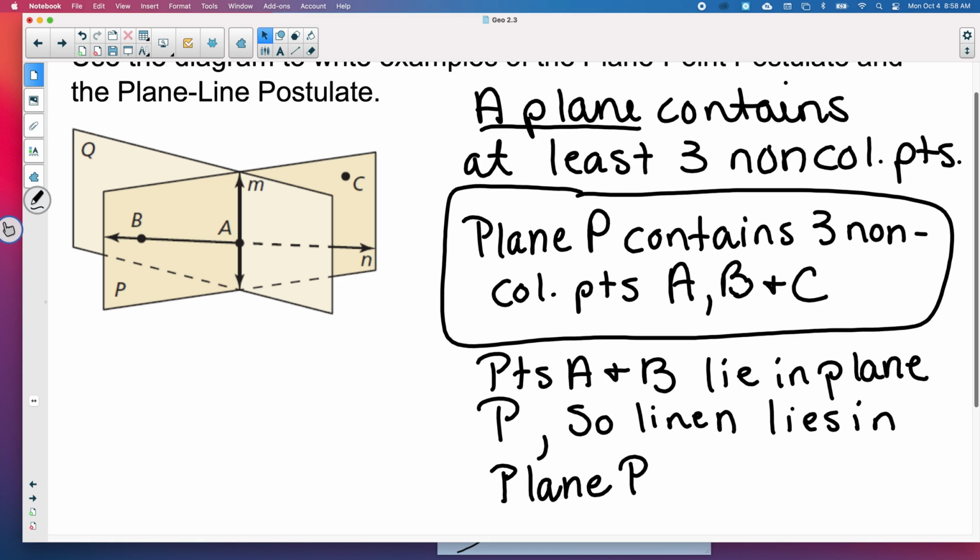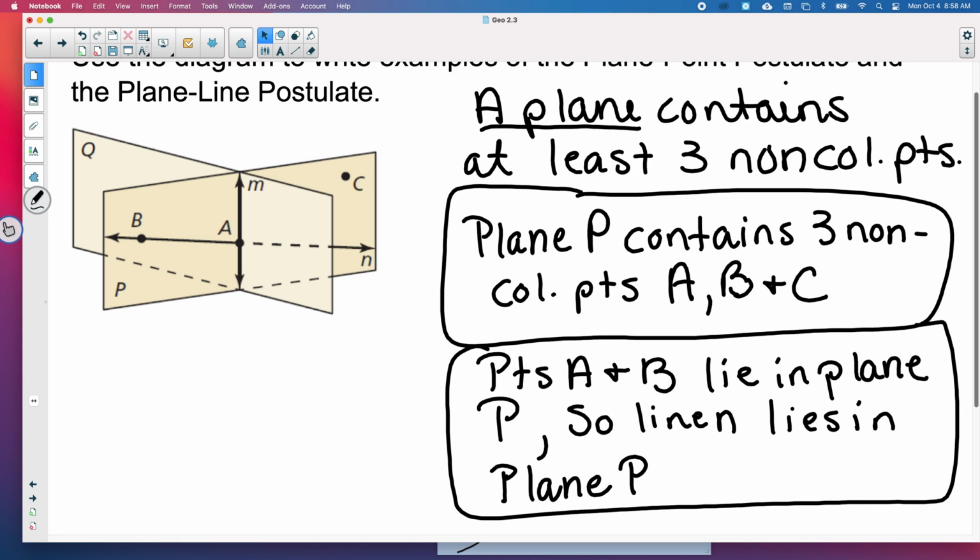So again, the general language was if 2 points lie in a plane. We picked 2 specific points from that picture instead of just saying if 2 points lie in the plane. And then we picked the line they lie in, so we said line N also lies in that plane. So you have to do that on the assignment. They'll give you a picture. You have to take the general statement and make it specific for that picture.